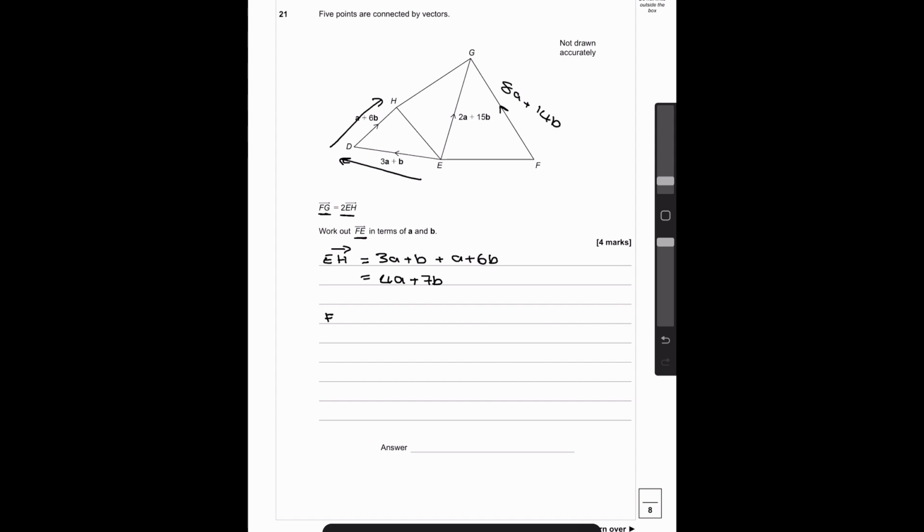We are trying to get from F to E. To do this, we need to go from F to G and G to E. FG we know is 8A plus 14B. And G to E is the opposite of what is listed, as we're going the opposite direction, so it becomes minus 2A minus 15B. This gives us 6A minus B.